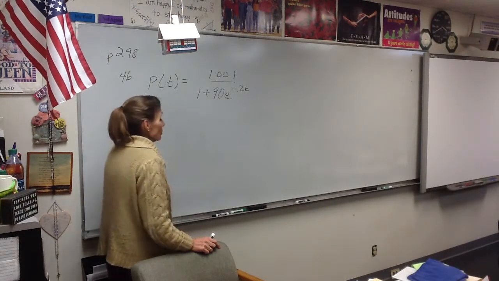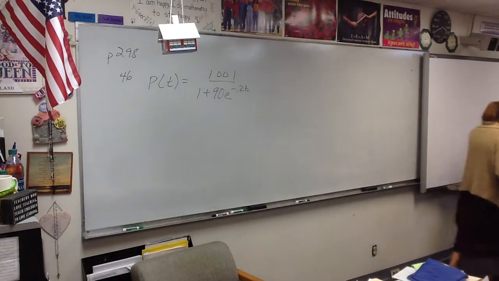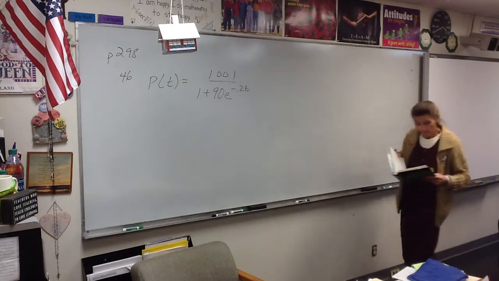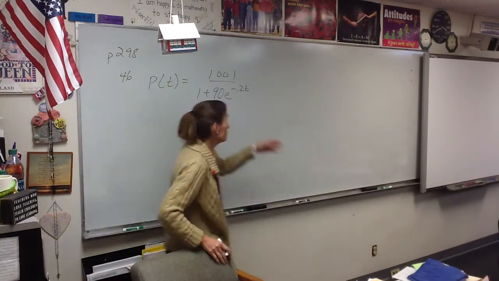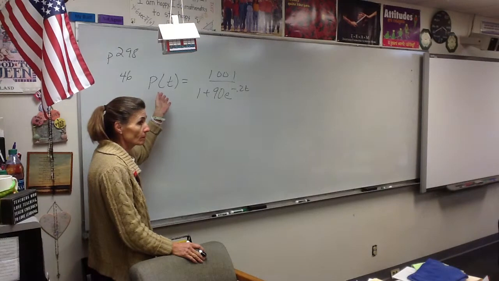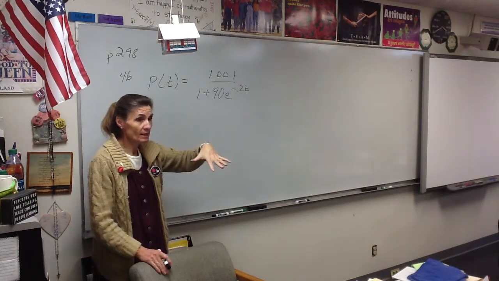All right, so here we go. This is a three-part problem, and the first one says, what was the initial population of deer? Read the problem. This is the equation that gives me the population of deer. It says, what was the initial population?